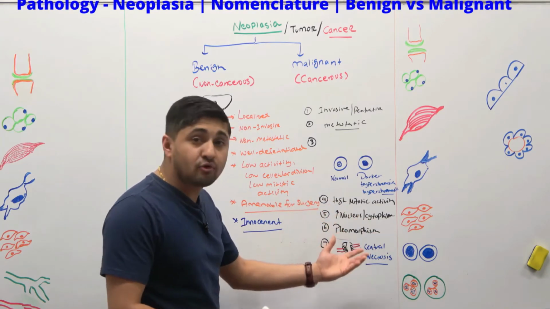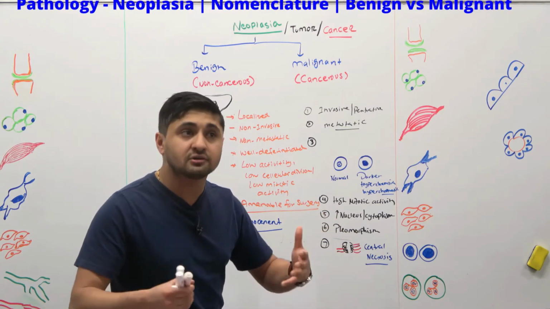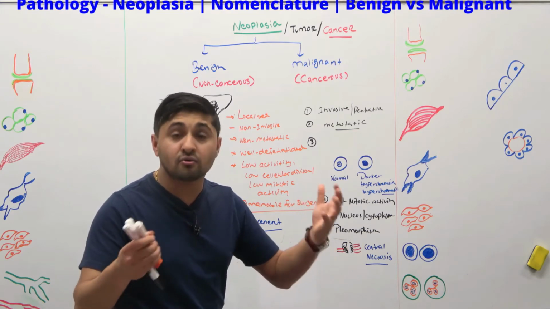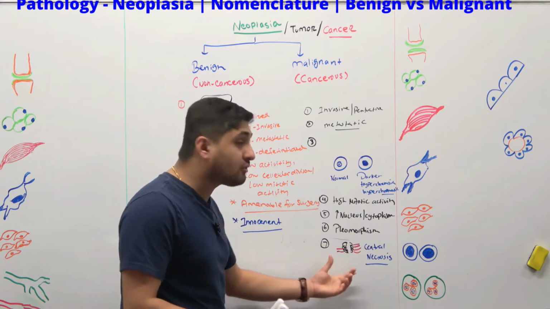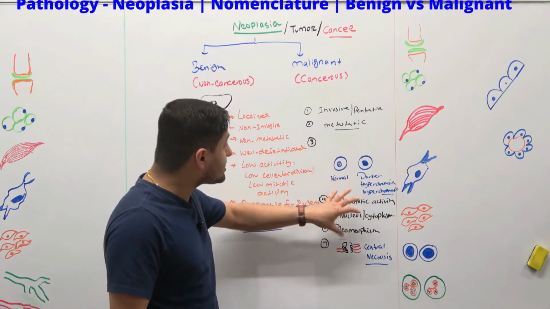There is pleomorphism, different size and shape of the cells. They lost the uniformity, or the architecture or orientation of the cells, right? And also sometimes you get to see a central necrosis, right? This is something that you should remember.